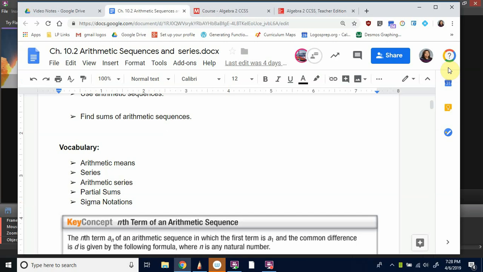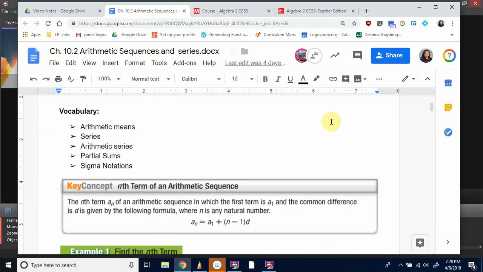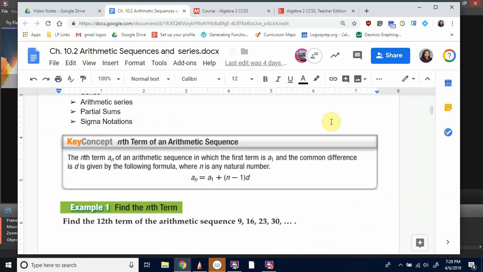Hello, this is video 10.2. It's on arithmetic sequences and series. So we've already talked about the general formula for arithmetic sequences and what they are. So we're going to use the arithmetic sequences we learned and we're going to find the sums of the arithmetic sequences. So let's look at a key concept box of the nth term of an arithmetic sequence.